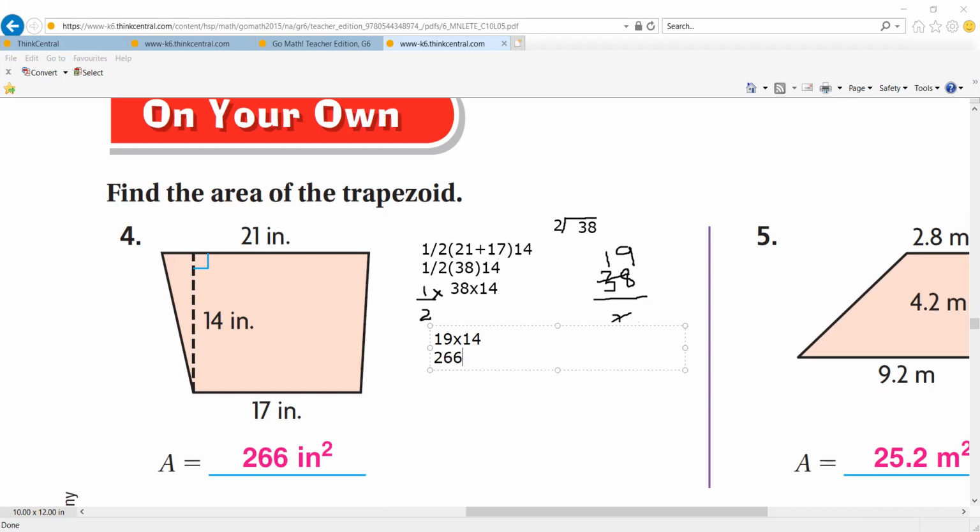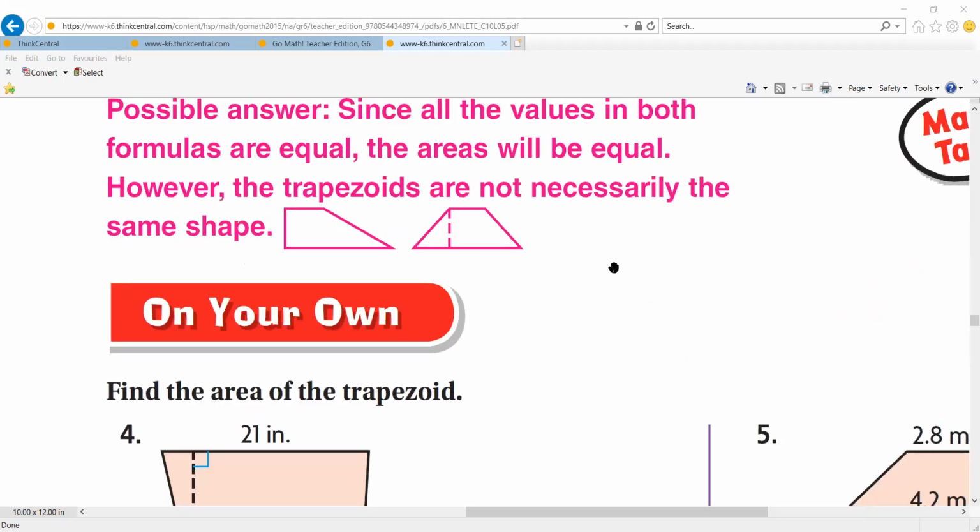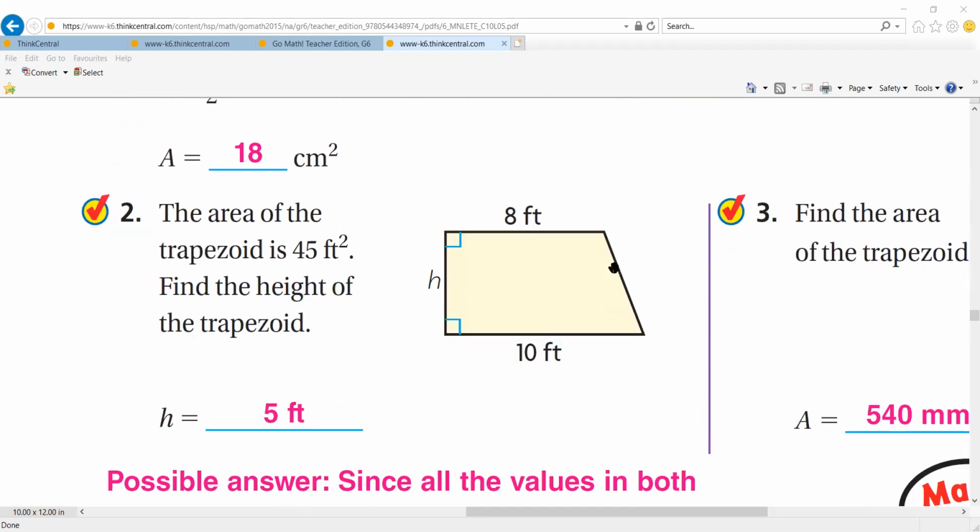Miss, I didn't do it like this, but I get the same answer. Sure, I think you multiplied everything and then divided by 2. You can do it any way, Vatin. Okay? Finished? Yeah, miss. Shall I erase it? Now, girls, question 2, see the answers.